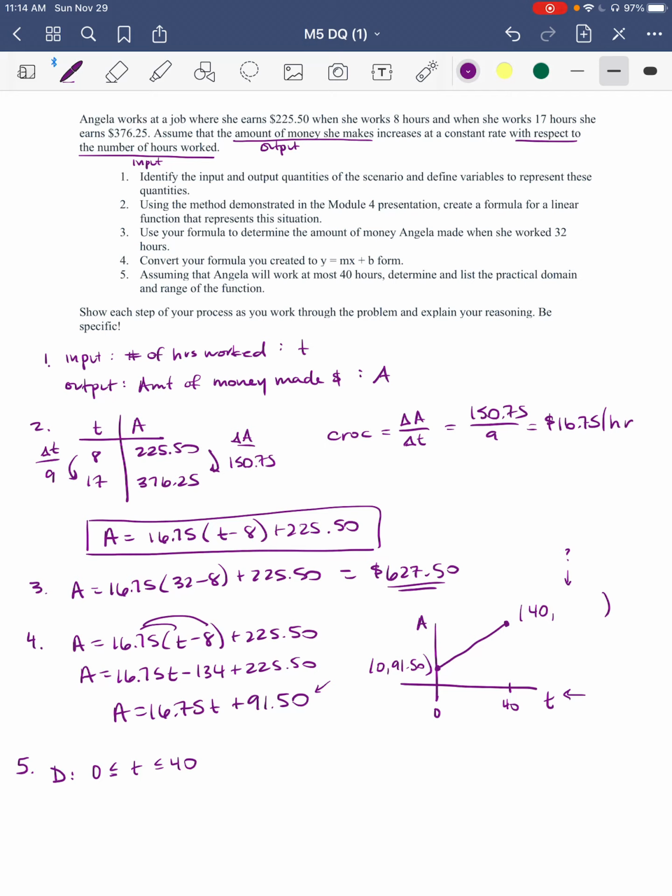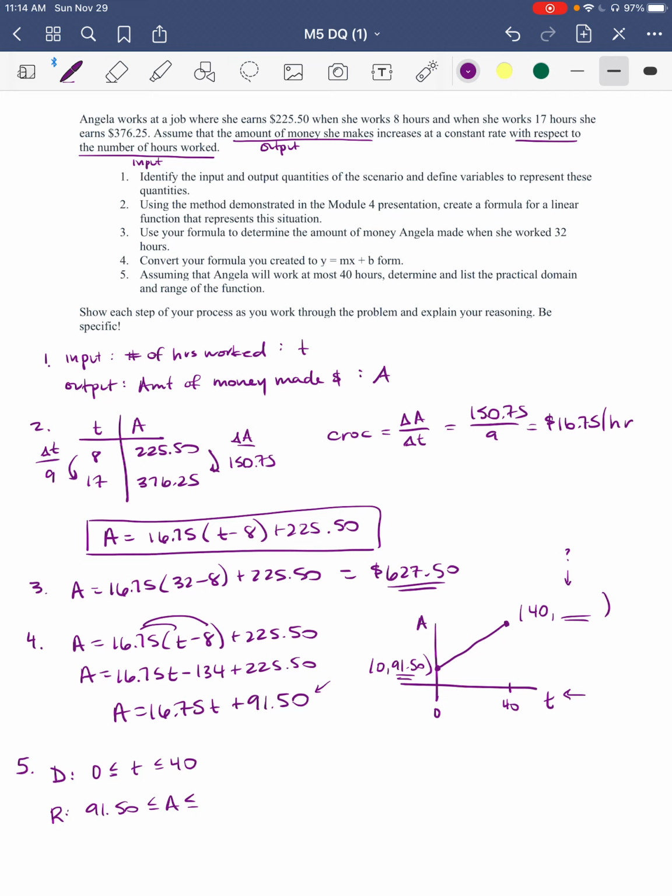Welcome to my real life. So my domain is from 0 to 40 hours because that's the least amount of hours you can work up to the most. And then the range is going to be what's the least amount of money she can make up until the most amount of money, because that's my output, which is what range is. So the least amount of money is happening right here at $91.50.